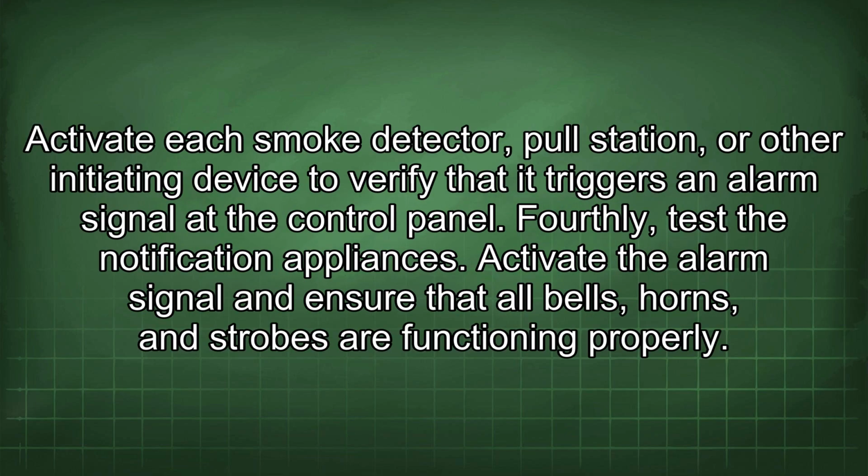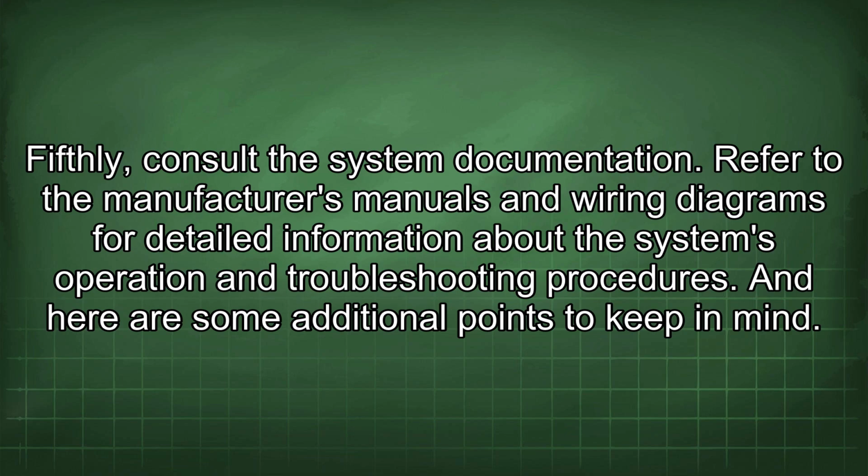Thirdly, test the initiating devices. Activate each smoke detector, pull station, or other initiating device to verify that it triggers an alarm signal at the control panel. Fourthly, test the notification appliances. Activate the alarm signal and ensure that all bells, horns, and strobes are functioning properly. Fifthly, consult the system documentation. Refer to the manufacturer's manuals and wiring diagrams for detailed information about the system's operation and troubleshooting procedures.